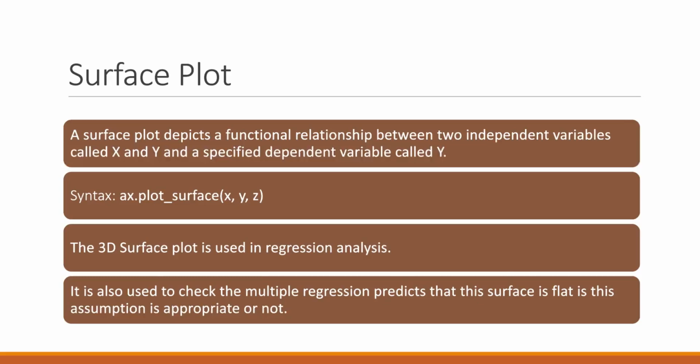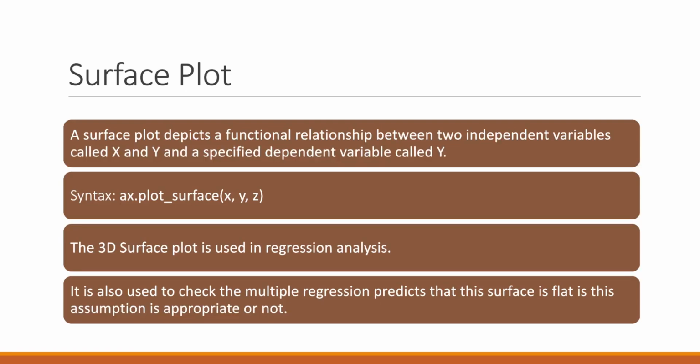So, in the previous module, we have learned about the 3D basics plot. So now we will learn about the advanced 3D plots and the first advanced 3D plot is surface plot. The surface plot depicts a functional relationship between two independent variables called x and z and the specified dependent variable called y. And this plot is also a companion plot to the contour plot.